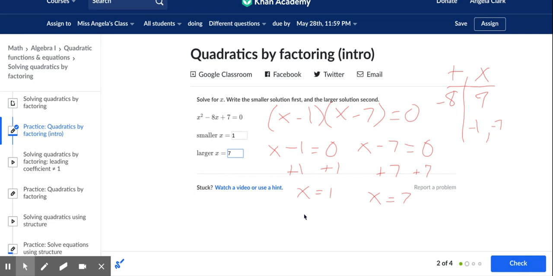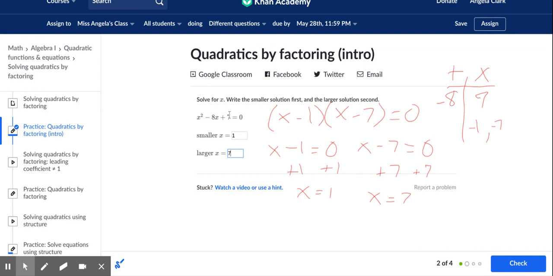In later ones, we're going to be doing it when we have a number in front here, just like we did when we were factoring. So they're going to get a little bit more complicated, but it's the same strategy. It's factor and then use the zero product property. That's what we're going to be doing every time. So when we're solving by factoring, that's the strategy.